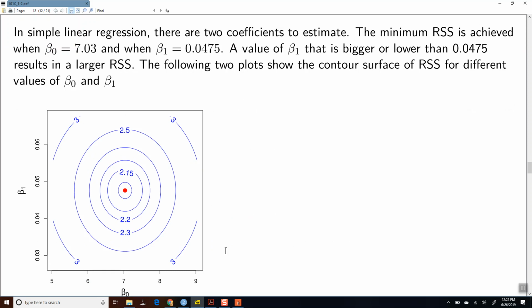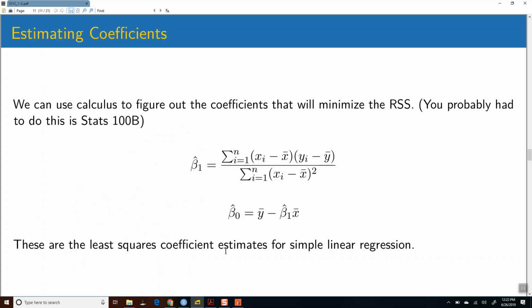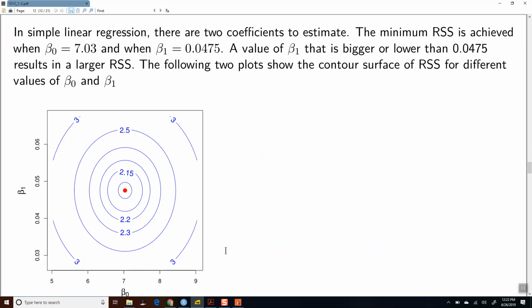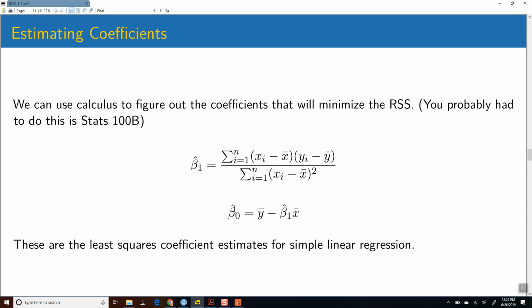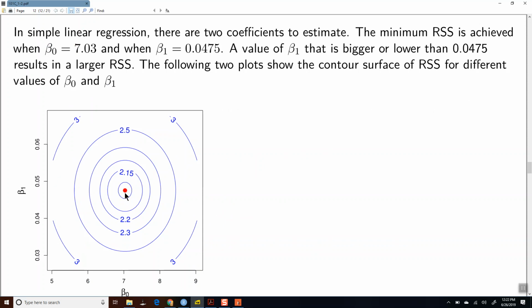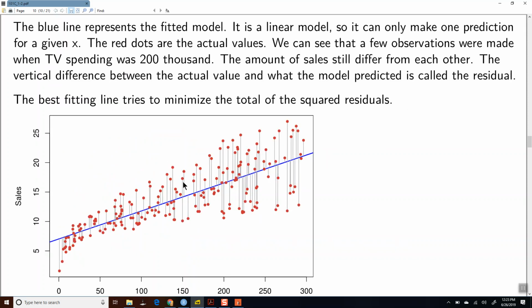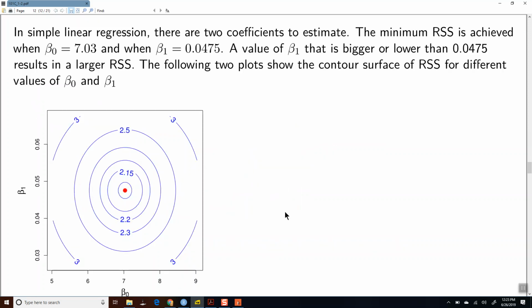Because we have 2 parameters, a beta 0 and a beta 1, we can actually plot out the contour surface of the RSS, the residual sum of squares. So when you choose these values, beta 0 hat and beta 1 hat, you're going to get the minimum value. So when beta 0 is 7.03 and beta 1 is 0.0475, the RSS, which is the sum of all of these things, is going to be at the minimum.